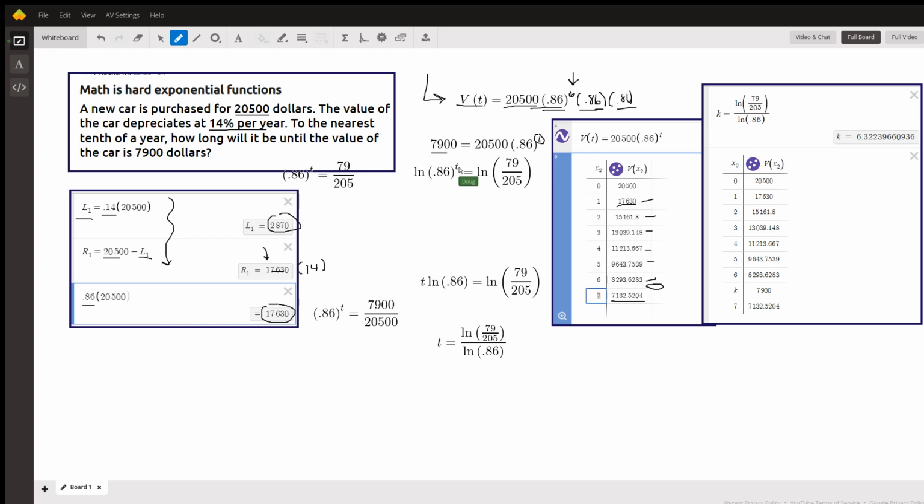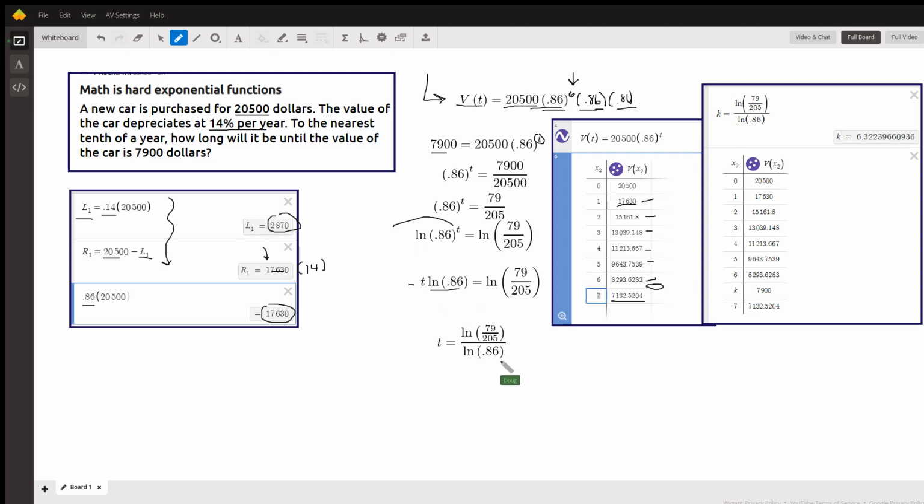Okay, so we took the natural log of both sides. Oh, I first divided both sides of the equation by 20,500. Then I reduced the 7,900 over 20,500 to 79 over 205. Then I took the natural log of both sides, moved this t down front, and then divided both sides by the coefficient of t, which is the natural log of 0.86.